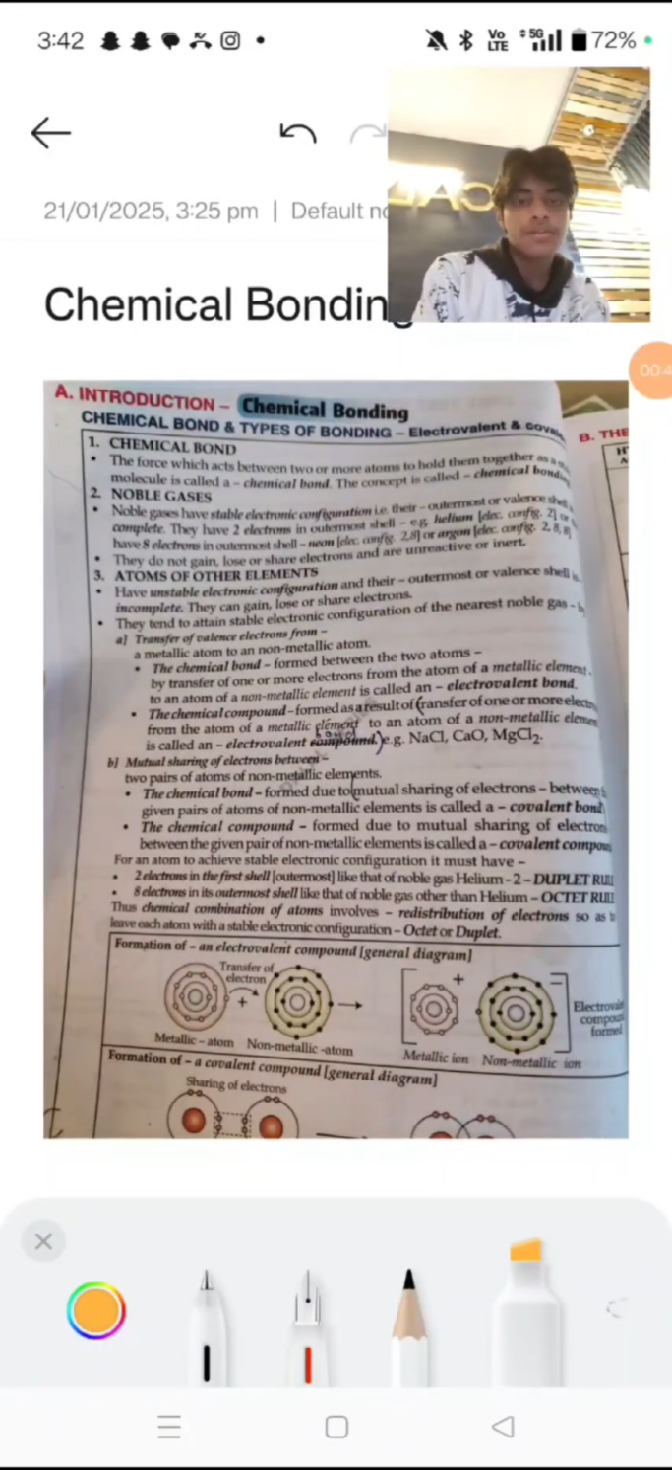So before we get to the Lewis structures, let's first get to the basic theory of this chapter, and let's wrap it up within 10-15 minutes. So let's begin. First of all, what is chemical bonding? Now let's start from the basics of it.